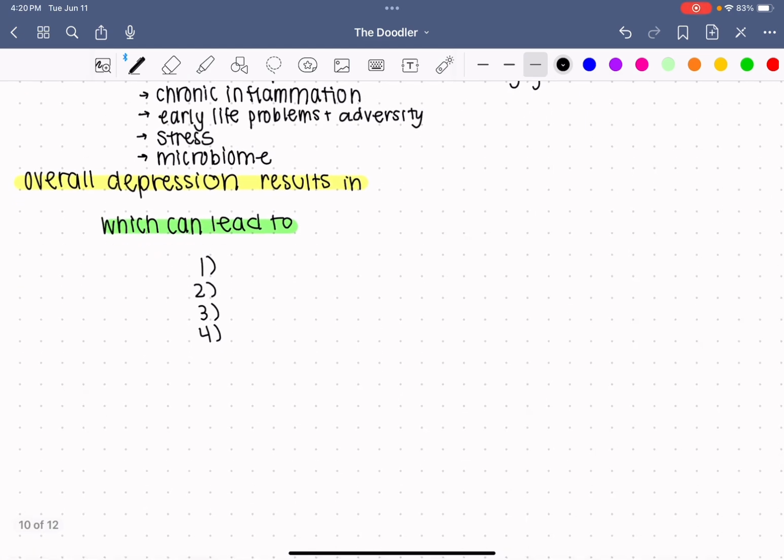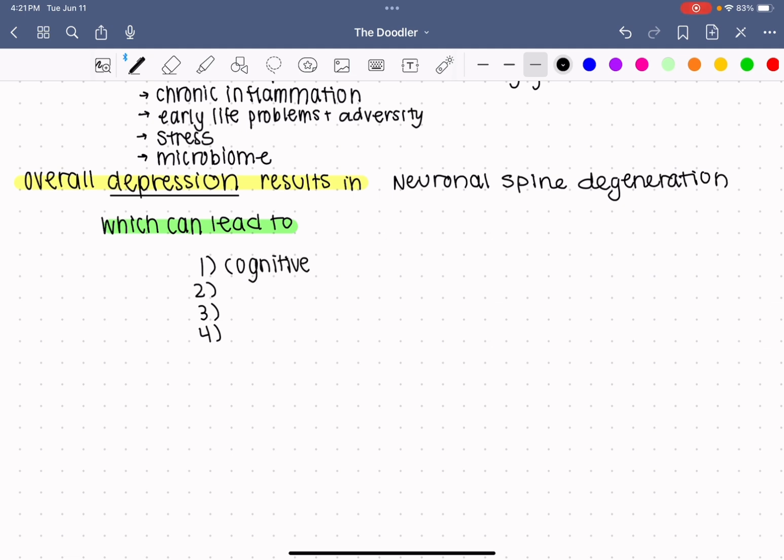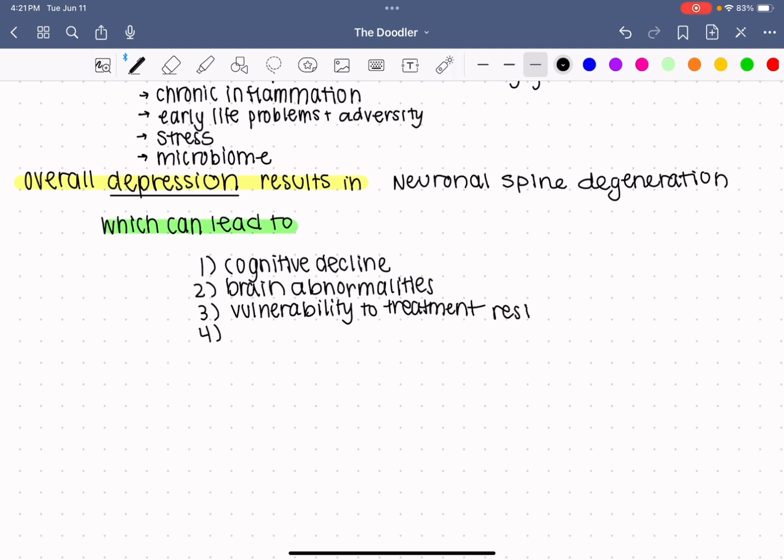And overall, depression, when untreated over time, because BDNF is not going to be expressed, would result in neuronal spine degradation, degeneration, which would lead to cognitive decline, structural brain abnormalities, vulnerability to treatment resistance, and damage to synapses and neurons.